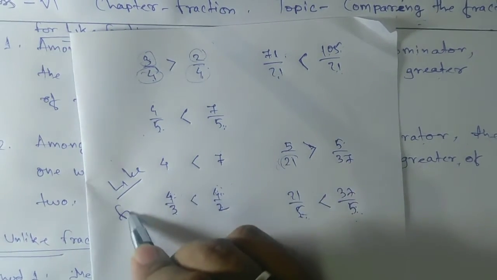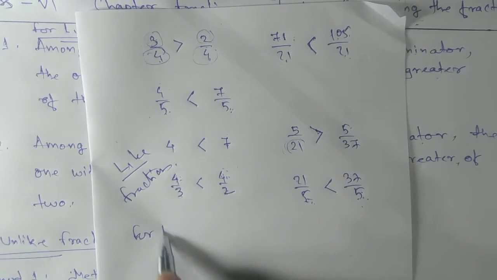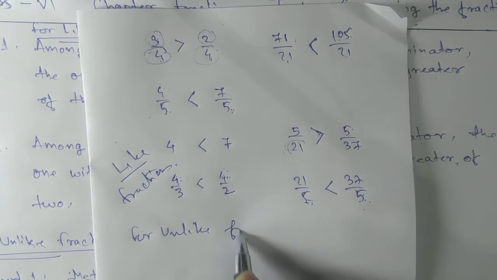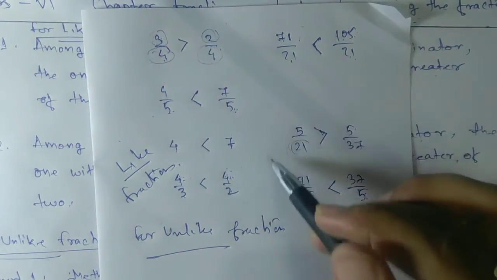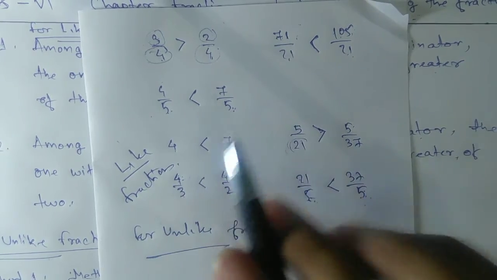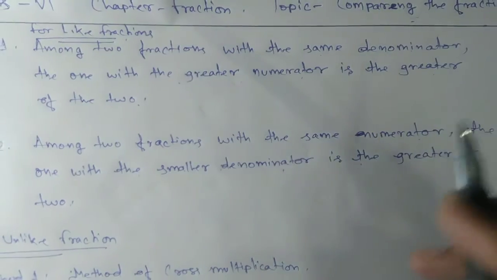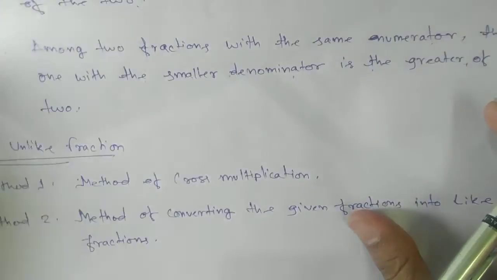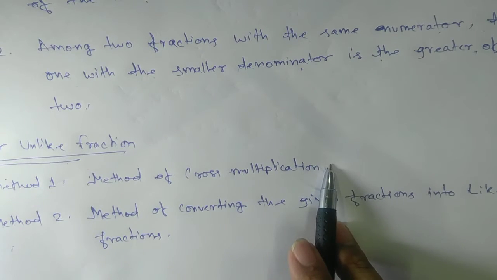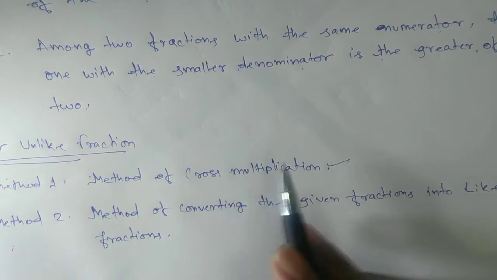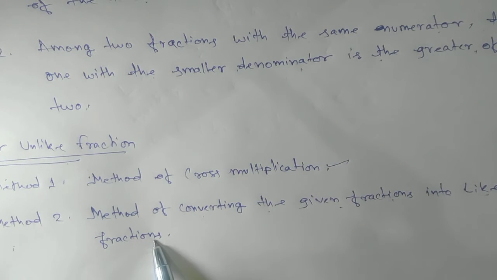Now the question will arise: for unlike fractions, what method are we going to apply? Can I apply these two methods that we applied for like fractions? No, we cannot. So here we have two methods. One is the method of cross multiplication. This is our target, we're going to learn this one. And another is the method of converting the given fractions into like fractions.